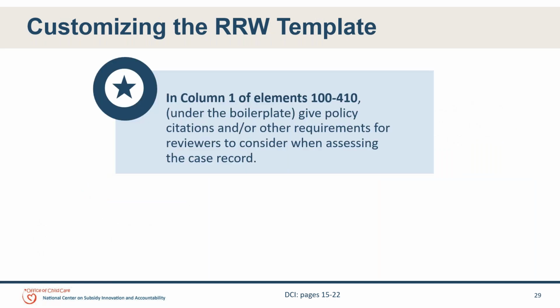After you have familiarized yourself with how the worksheet is set up and how it works, and you've determined the format you'll be using to create your template, then you can go ahead and start customizing. Column 1 of elements 100 through 410 is where you will add some policy citations or other requirements for the reviewers to refer to when assessing the case record. I'll show some examples of this in a moment.